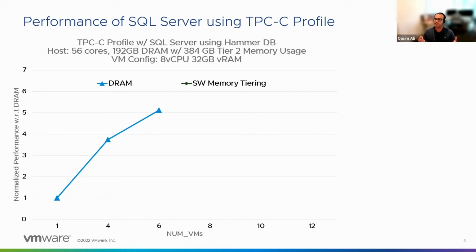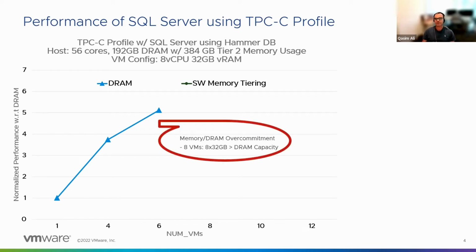If you have multiple VMs running on a NUMA node, there is hardware-level memory contention. So you cannot get away with it, right? It's just a characteristic of the workload. Now, after 6 VMs, I cannot run this workload anymore, because at 8 VMs, 8 times 32 is 256 gig, which is much more than the DRAM capacity. That's around 192 gig, right?